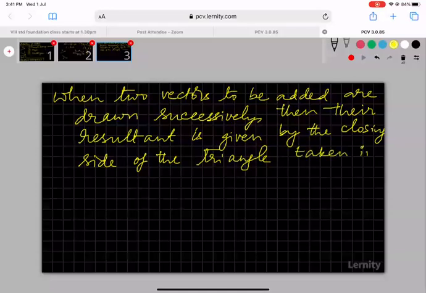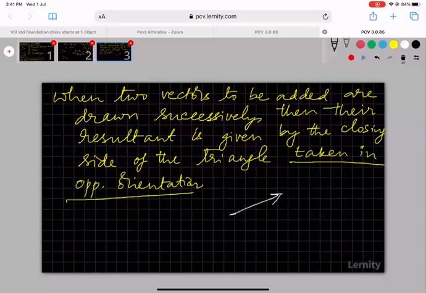taken in opposite orientation. I'll tell you the meaning of that word shortly. What does that mean? If this is A bar and this is B bar, we have drawn them successively now. Their resultant is given by the closing side of the triangle. So this is the closing side, but it needs to be a vector, so I have to assign it some direction. I have to put an arrowhead there. In what direction should I put the arrow?